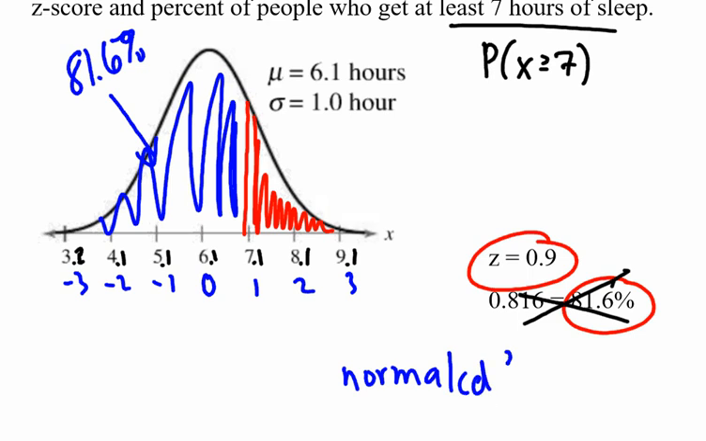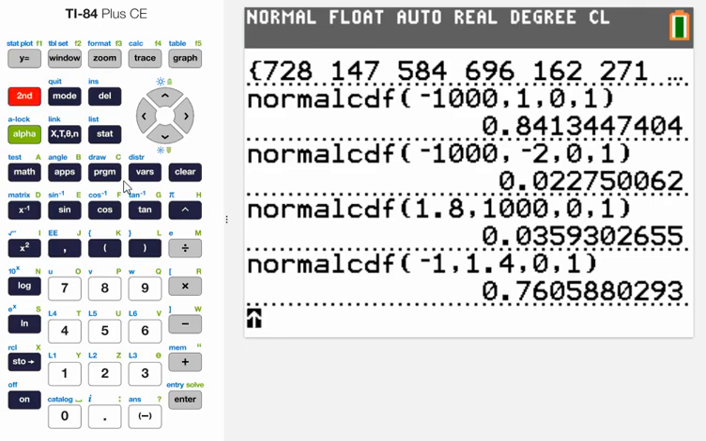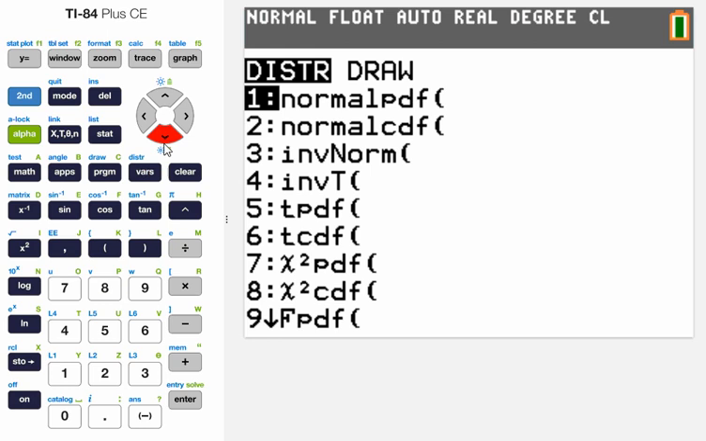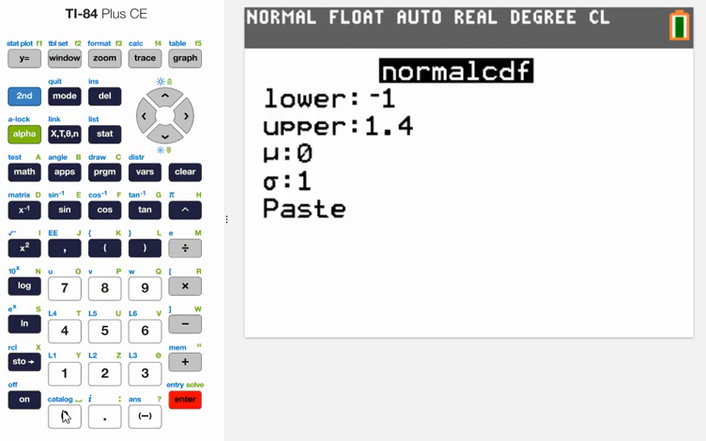Normal CDF of 0.9 up to 1,000. I think it was run the other way around. Mean 0, standard deviation 1. Let's verify a second. Distribution, normal CDF, 0.9 up to 1,000.